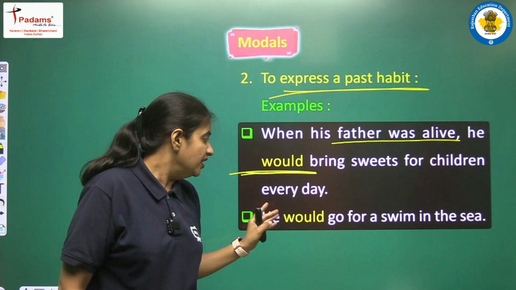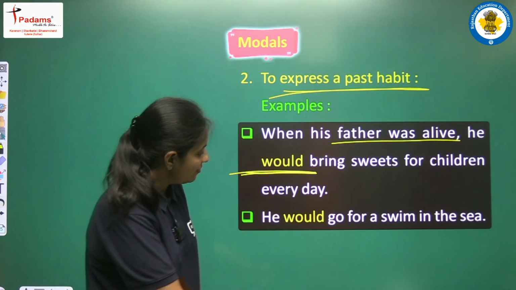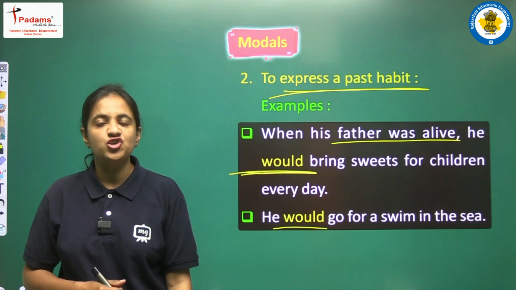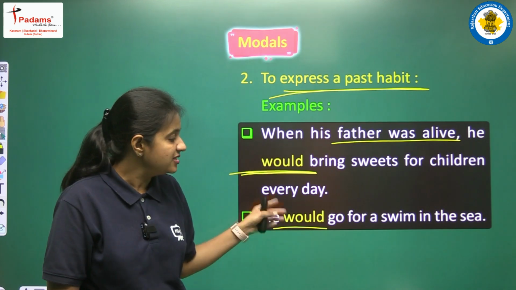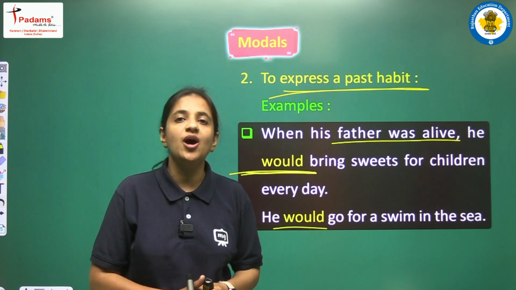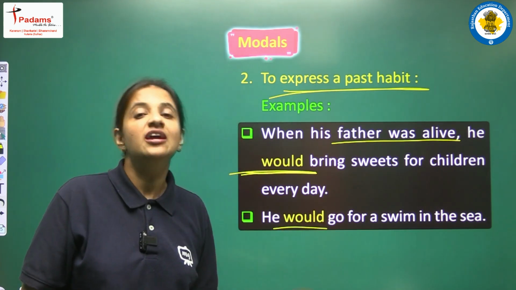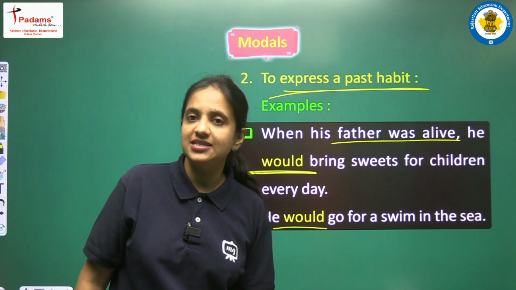One more example, he would go for a swim in the sea. When we have would in a sentence, we are showing the past habit of someone, and we are saying that in the past he would go for a swim in the sea. It means as of now he is not following this habit, but in the past he used to go for a swim in the sea.